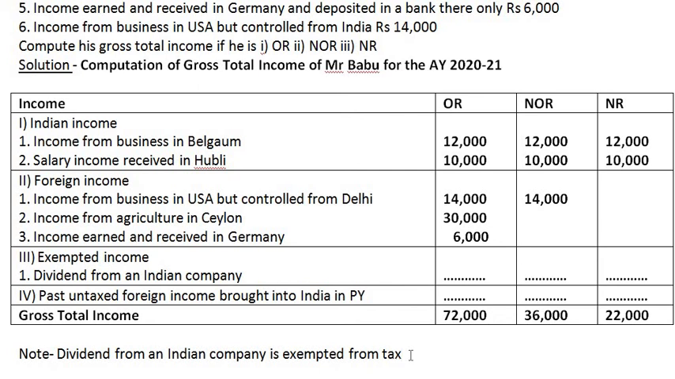Repeatedly I tell you, while reading the sum itself, you do the marking whether the income belongs to all the three residential statuses, that is all the 3 columns, 2 columns or 1 column. That means whether it is Indian income, foreign income, exempted or past untaxed income, just make the marking there. It becomes very much easier for you while solving the problem, and also it helps you to understand how many lines to leave for Indian income, how many lines to be left for foreign income, exempted and past untaxed foreign income.